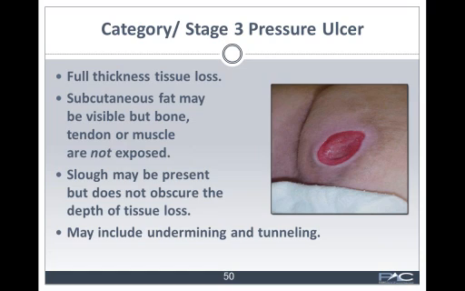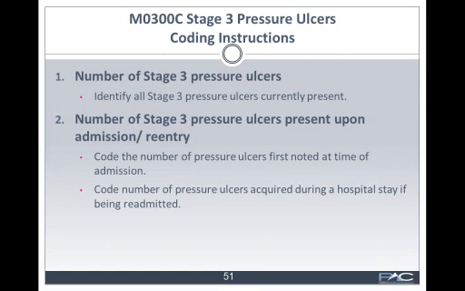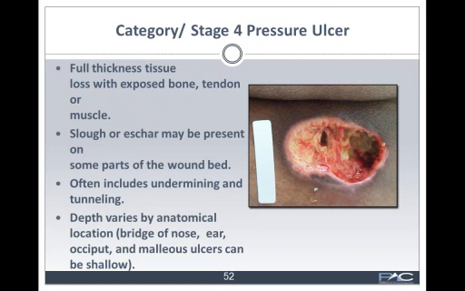And that's one key note there for stage 3. May have some undermining and tunneling as well. Right, so again, for the MDS, you need to identify the number of stage 3 pressure ulcers, how many were present upon admission and re-entry.